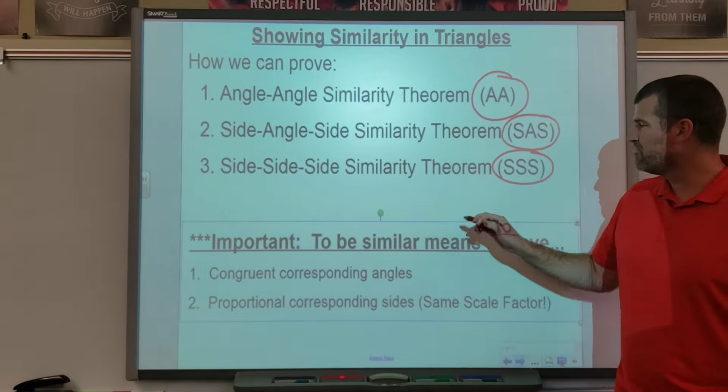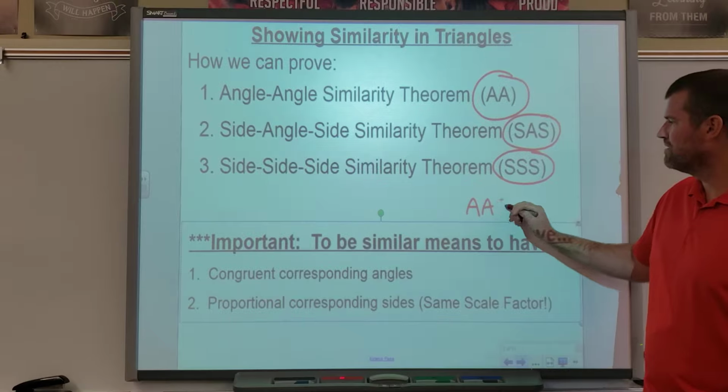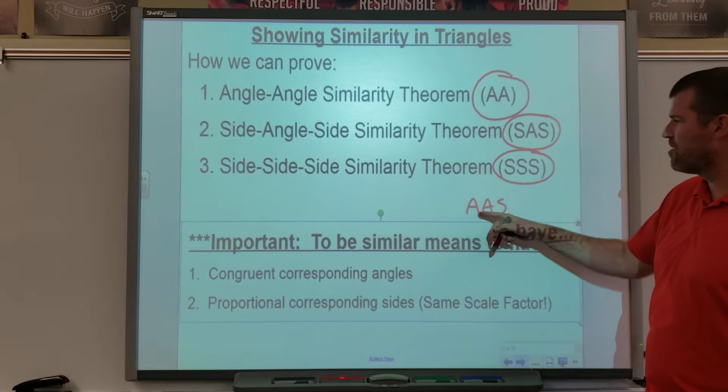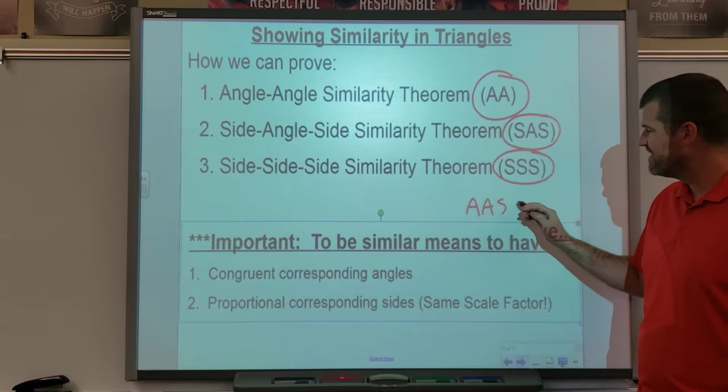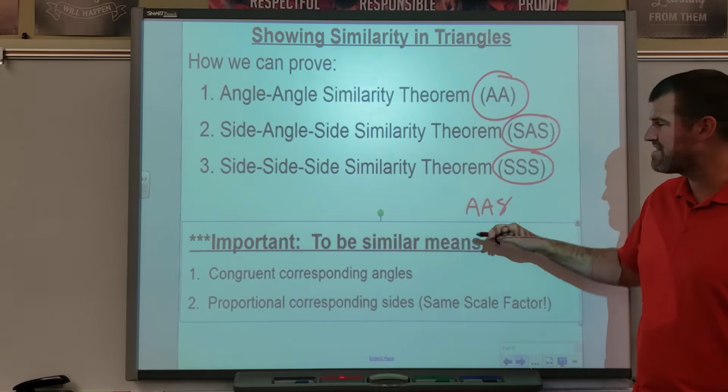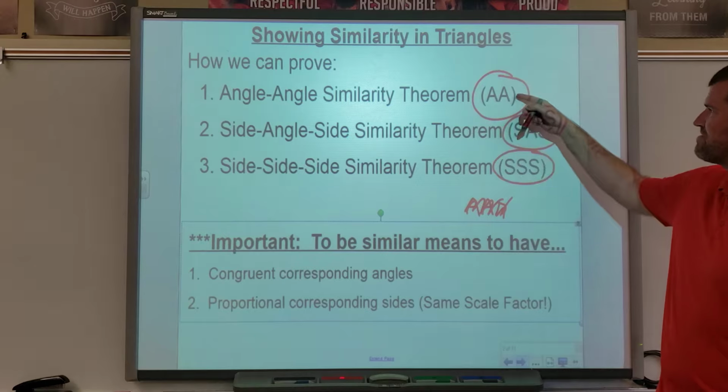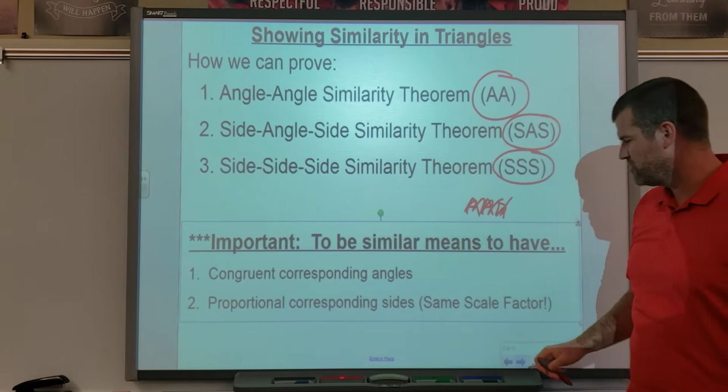We could do like angle, angle, side. But if you think about it, angle, angle already has the two angles taken care of. So why do the extra work and find that side, right? We can just use any of these three combinations.